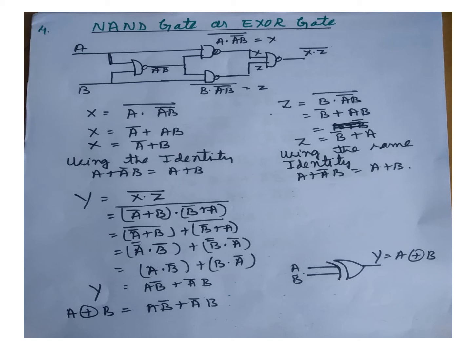A XOR B is equal to AB complement plus A complement B, and the symbol for the XOR operation is shown here, that is, A and B are the inputs. Y is equal to A XOR B is the XOR operation.